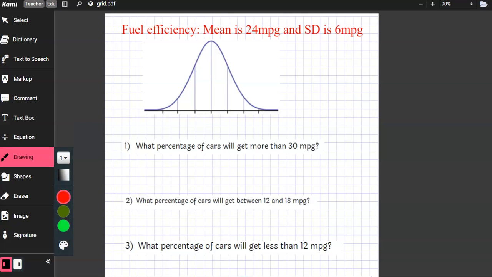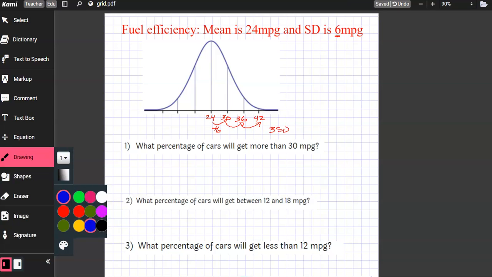So we have the mean of 24, so we put that in the middle, and then the standard deviation is 6. So from here to here, you add 6, so you add 1 standard deviation. You add 6, which is 1 standard deviation, so this is going to be 30. And you add 6 again, 36, and then 42. You do it 3 times for 3 standard deviations.